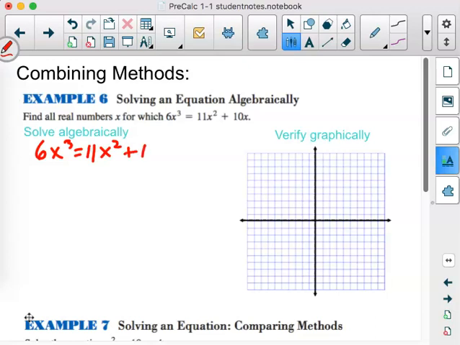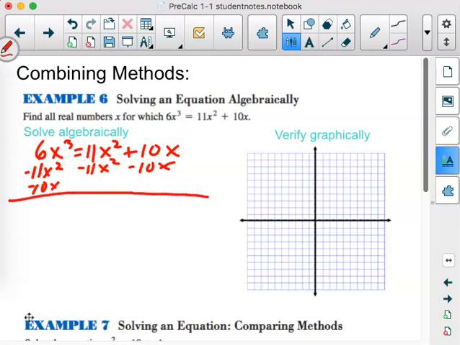We take a look at it, we see that it's a cubic, and we think, well, all I can really try is factoring. But to factor and solve, I need to have a 0 on one side. So I'm going to have to subtract 11x squared and 10x from both sides. And as I'm doing that, I'm realizing, hey, those all have an x. I'm going to be able to factor an x out of there.